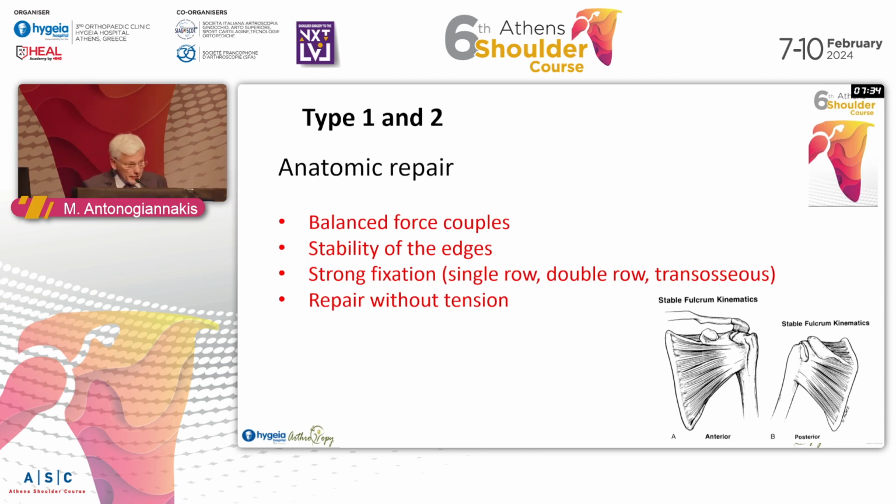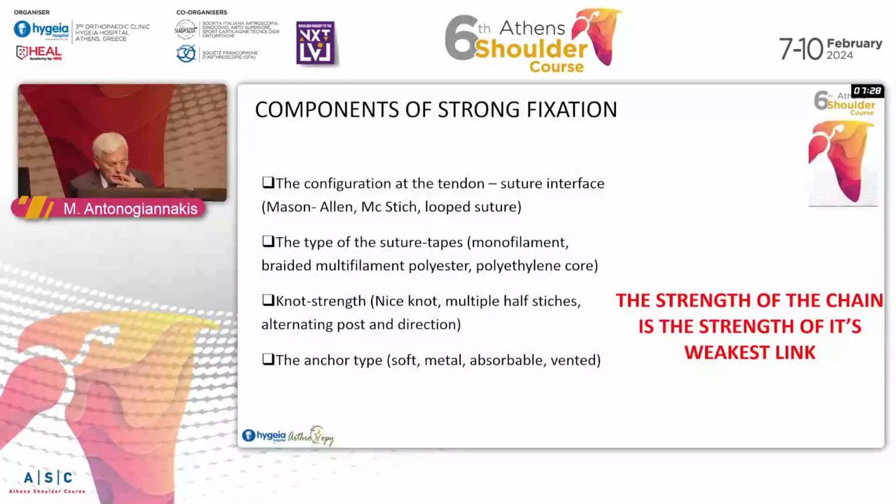But if we repair, let's do it the best possible way. And remember that the components of a fixation are the configuration of the tendon suture interface, which is the weakest link, and then the type of sutures, the knot strength, the anchor type. These were discussed a lot by Snyder, by Burkhardt, trying to find the best way to do it.